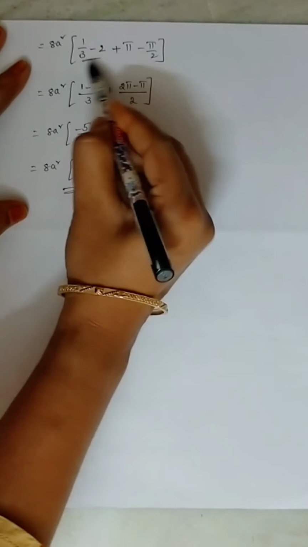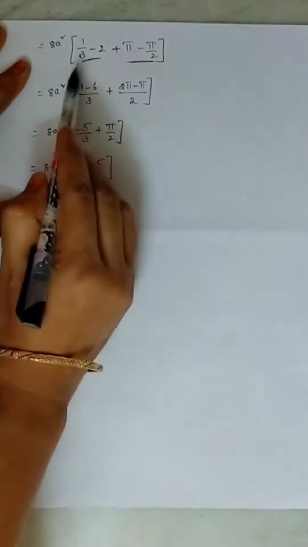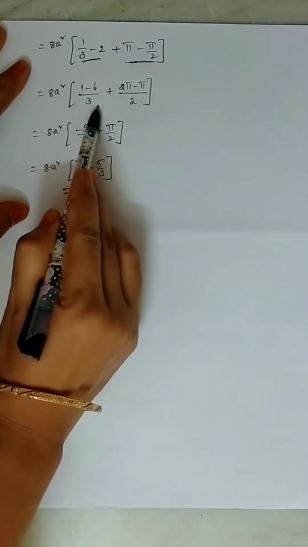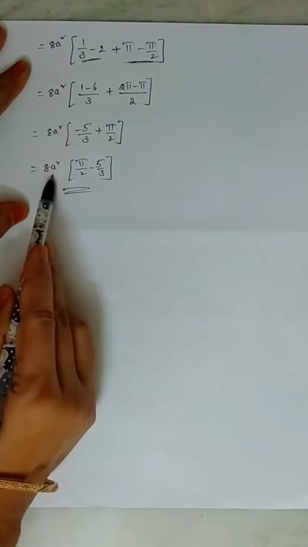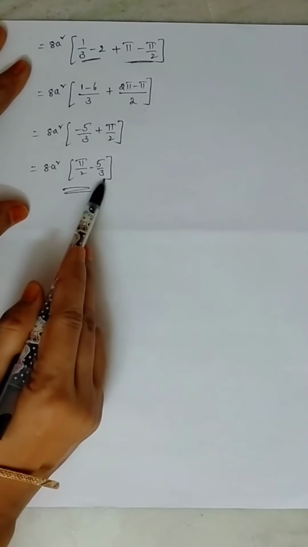Just take the LCM for this and LCM for this. LCM 3: 1 minus 6 by 3 plus 2 pi minus pi by 2, minus 5 by 3 plus pi by 2. So 8a square into pi by 2 minus 5 by 3.